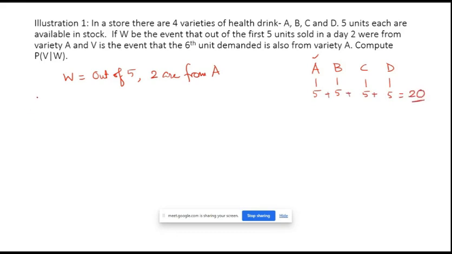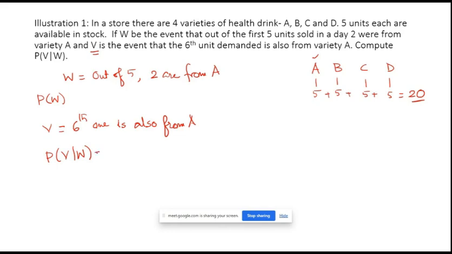So I want to compute initially the probability of W, because you are asked to. And what is B? Next event B. B is the event that the 6th unit demanded is also from variety A. That means the 6th one is also from A. You are to continue to compute the probability of B given W.